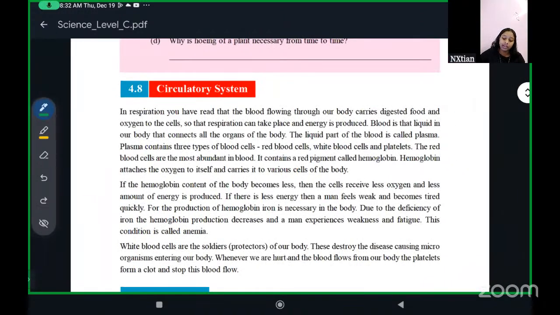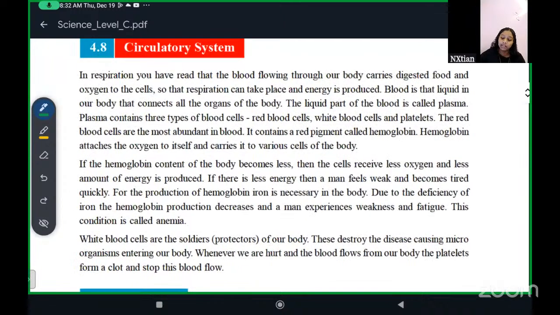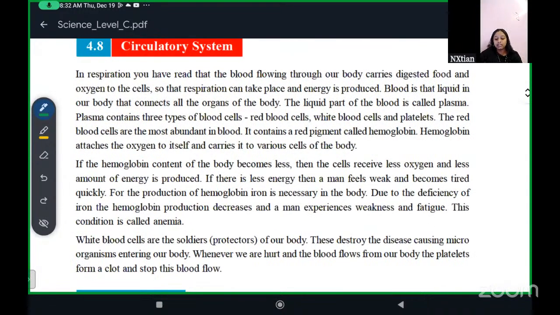Then we have next the circulatory system. What's the meaning of circulatory? Circulation means transporting something from one place to another, or the circulation of something in a particular area. In respiration, we have read that the blood flowing through our body carries digested food and oxygen to the cells so that respiration can take place and energy is produced.